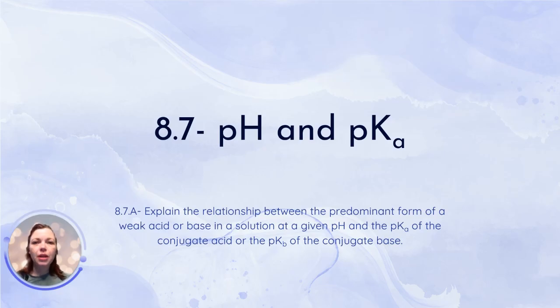The learning objective for today is 8.7.a. Explain the relationship between the predominant form of a weak acid or base in a solution at a given pH and the pKa of the conjugate acid or the pKb of the conjugate base.